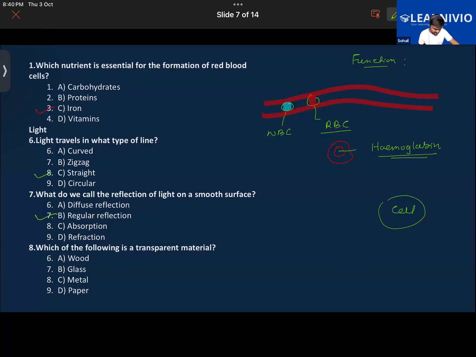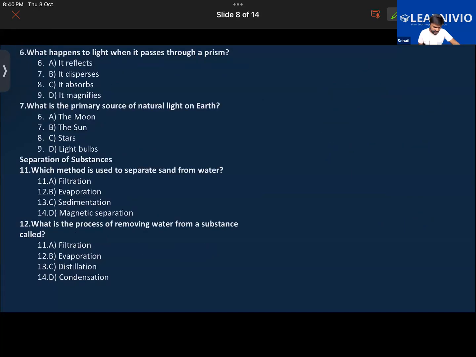Okay. Last, which of the following is a transparent material? Transparent glass. That is obviously glass. Very good. What happens to light when it passes through a prism?